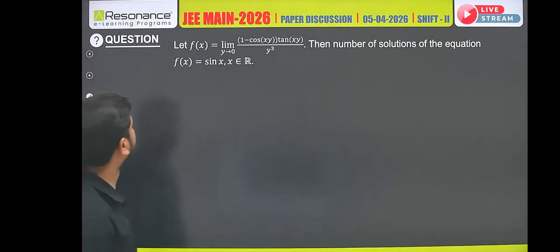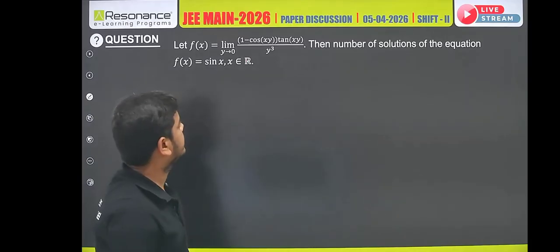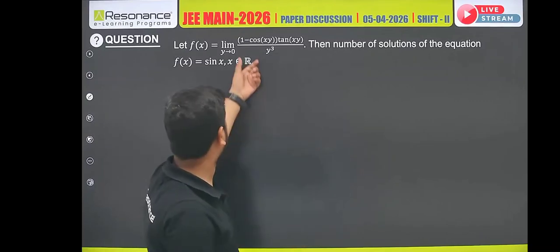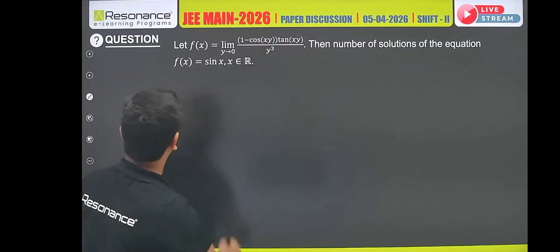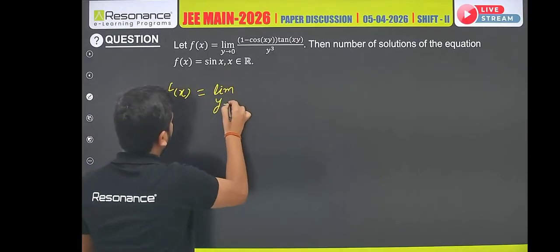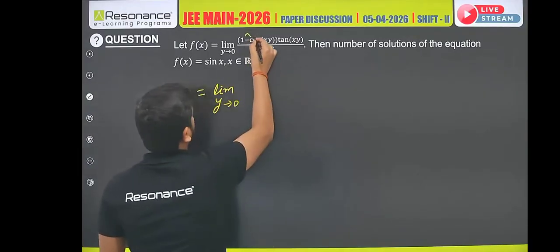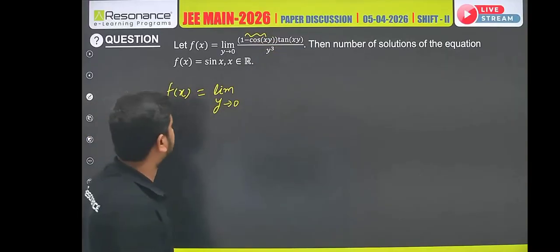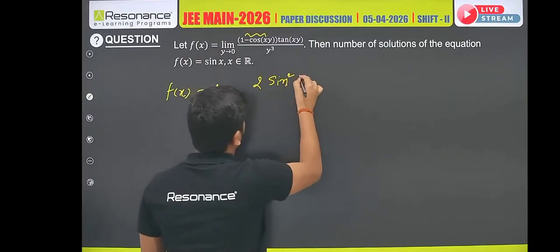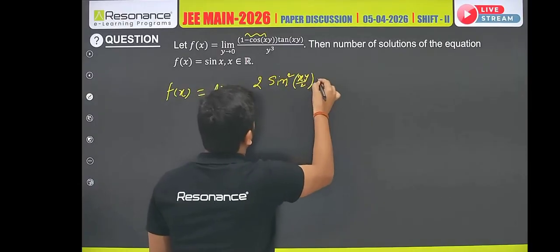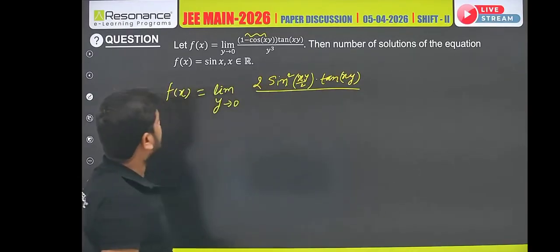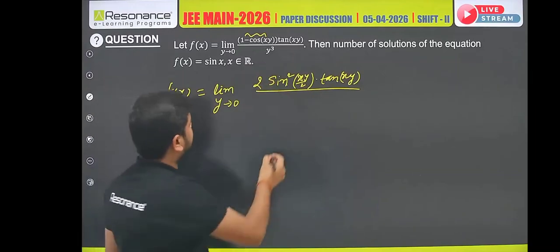Next, a function is given, and we have to find the number of solutions of f(x) equal to sin x. So first of all, find the limit of this function. So f(x) is equal to limit y tends to 0. Look here, given 1 minus cos xy. So 1 minus cos theta will become 2 sin square theta by 2, meaning xy by 2, into tan xy, whole divided by, here given y cube.